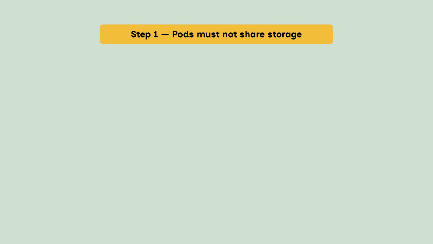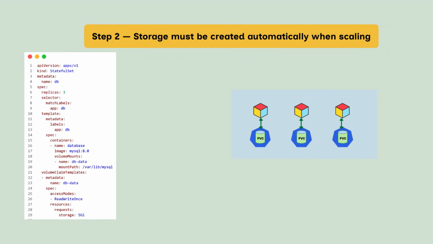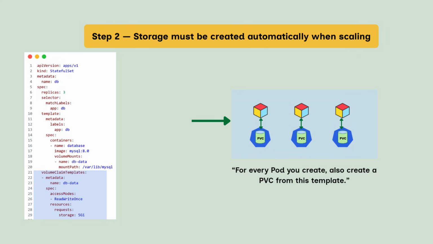First, pods must not share storage, so we need one volume per pod. This is only possible using stateful set, not deployment. This allows us to attach unique storage to each pod. Next, storage must be created automatically when scaling. So we use volume claim templates inside stateful set. For every pod you create, also create a PVC from this template.